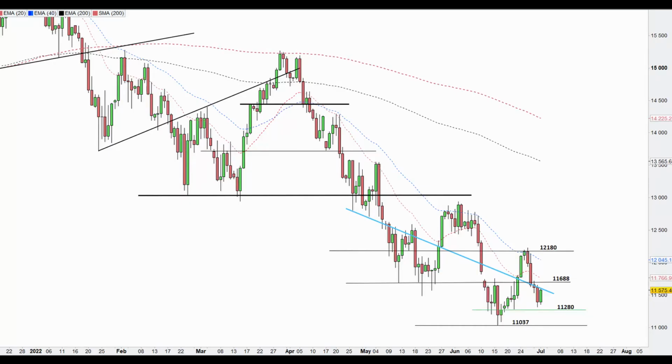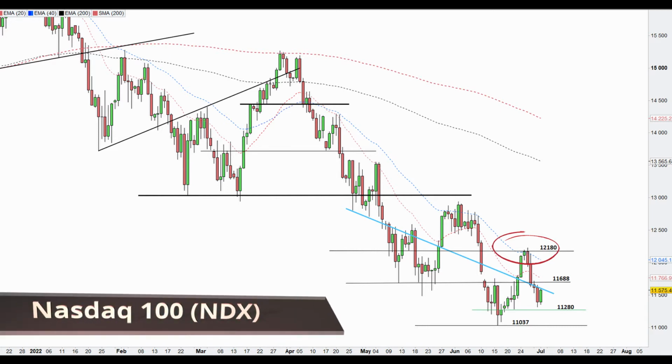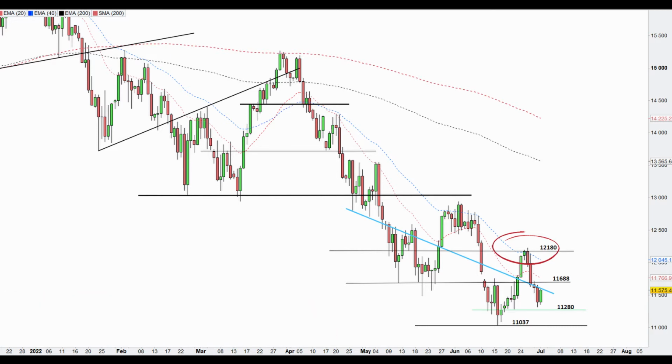In the last video, I called out 12,180 as the immediate resistance level of the Nasdaq 100. We can see from the daily chart, this is where the sellers came in, with the 40-day moving average in blue coming into play as resistance. Following price action has and continues to work well when there are no fundamental catalysts in the market, which has been the case this week again.